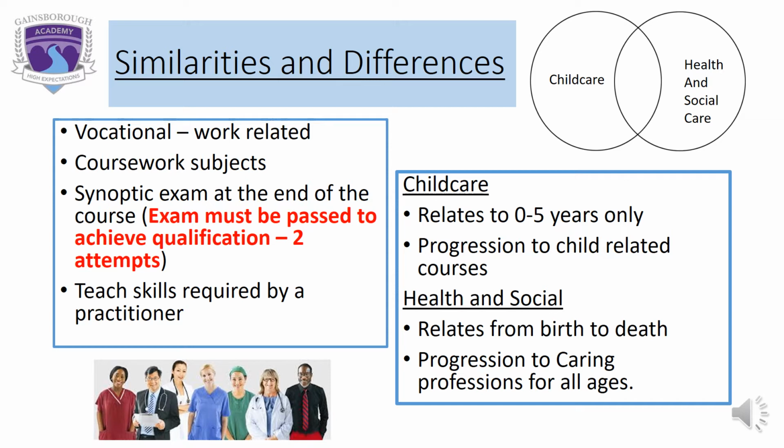The differences are, and the obvious difference is, that actually childcare relates only to 0 to 5-year-olds. The only people that we will be talking about in childcare are 0 to 5. And obviously the progression from this course, both at college and at university, lead on to child-related courses. Health and social, however, relates from the day that someone's born to the day that they die. So it's across all age ranges, and the progression from that course can lead to caring and medical professions across all of the ages.